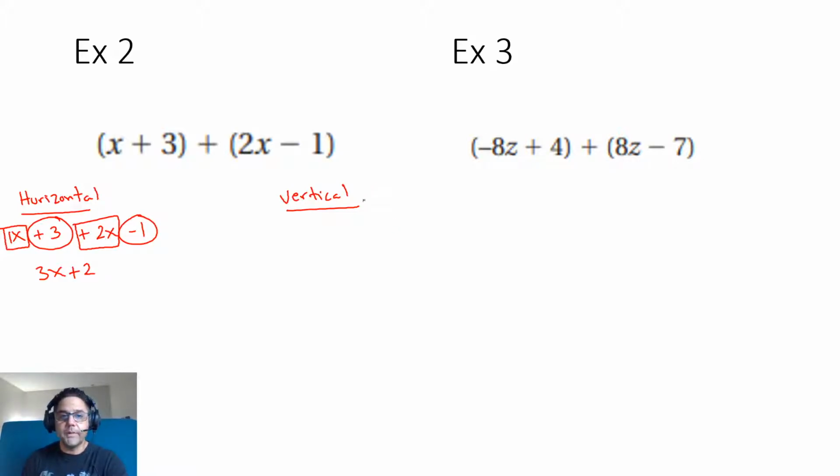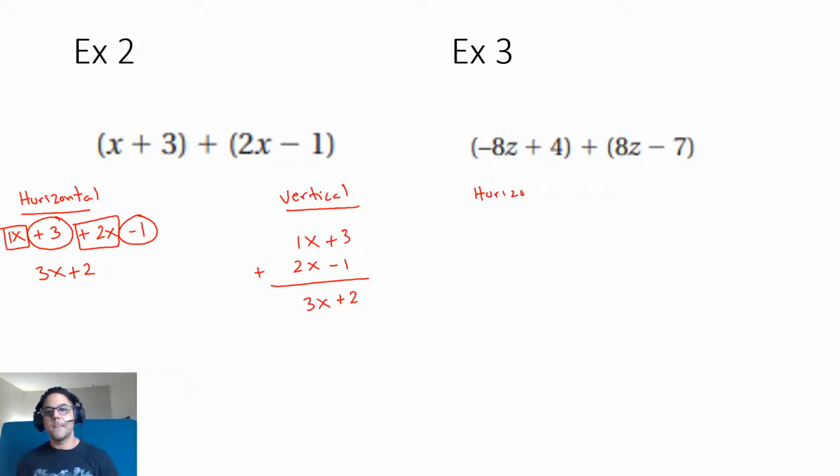So for our vertical, remember, that's going to look like this. X plus 3, and then underneath that's going to be my second term, 2x, a -1. And it's kind of like elementary addition, the way that it's structured. Kind of like your ones place, your tens place, and so on. So a positive 3 adding -1, well, that's going to be a positive 2. So I'm starting at the back, kind of like elementary addition. And then I've got a 1x plus a 2x. Yeah, that's a 3x. So exactly the same answer. Both methods work. All right, let's try example 3.